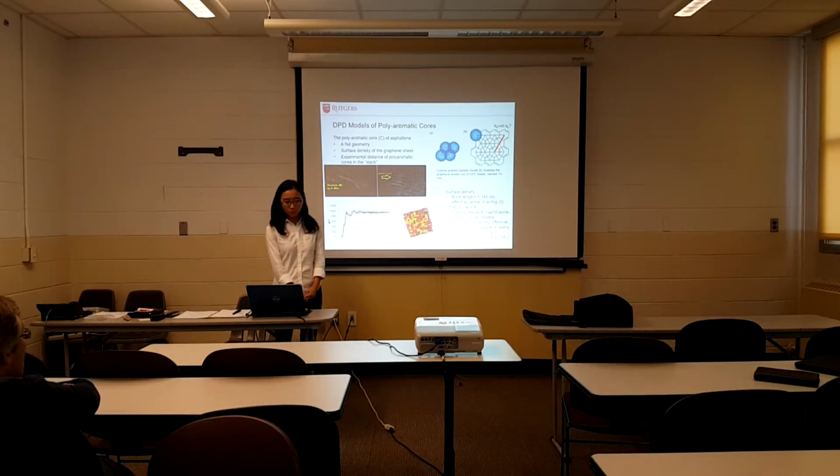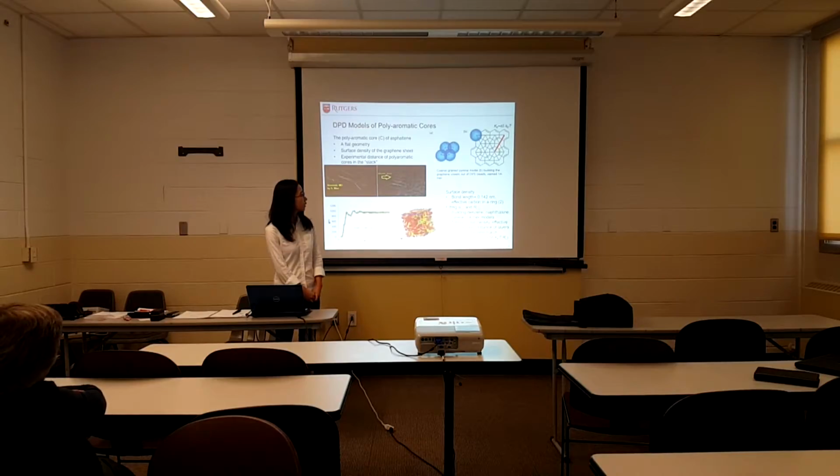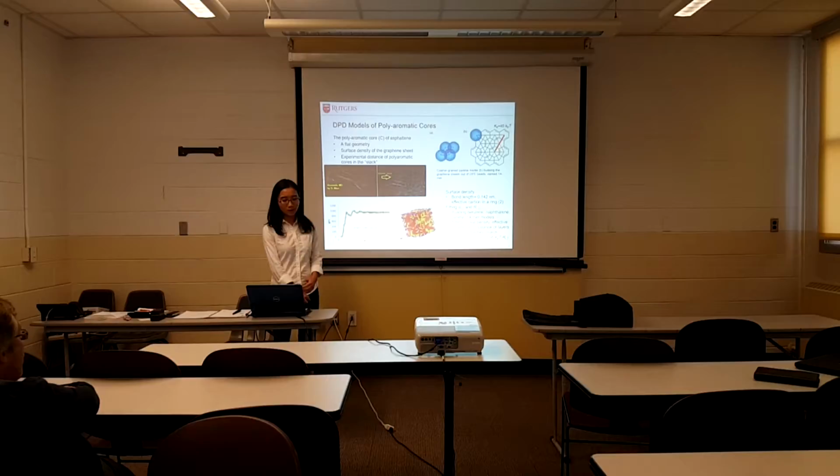And here we introduced angle stiffness of about 40 to 45 to keep this flat geometry. And the surface density here we calculated for both graphene sheets and the pyrene. The graphene sheet and the polyaromatic core models are quite equal to each other.